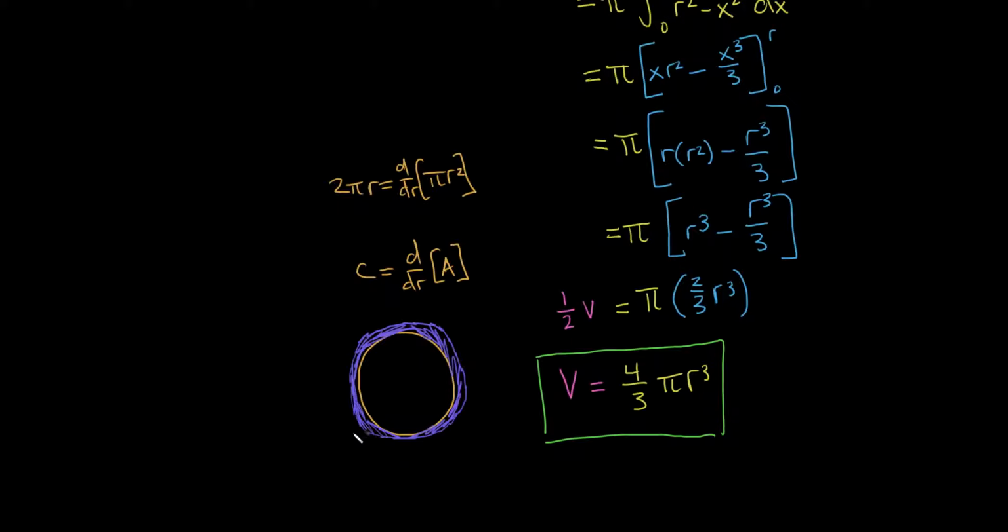The same exact thing applies for spheres, which is to say that the surface area of a sphere is equal to the derivative of its volume. And we know the volume, so we should be able to find the surface area. And indeed, if we find the derivative of our volume, what do we find? R cubed goes to r squared, multiply by 3, 4 pi r squared.